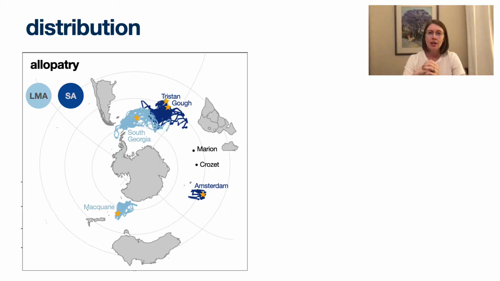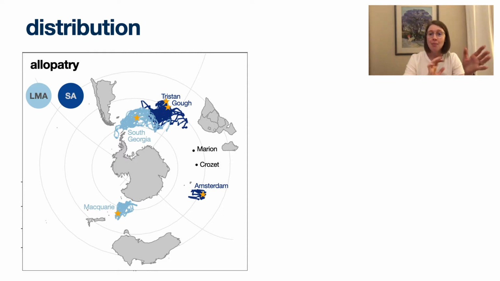So in this panel, we can see our tracks in allopatry. And in terms of sheer latitude, you can see that the light-mantled albatross in light blue breed in allopatry, so the only species there, at the southernmost islands in their range, in South Georgia and at Macquarie Island. Sooty albatrosses, in dark blue, breed in allopatry at the northernmost islands of their range, so Tristan, Gough and Amsterdam.